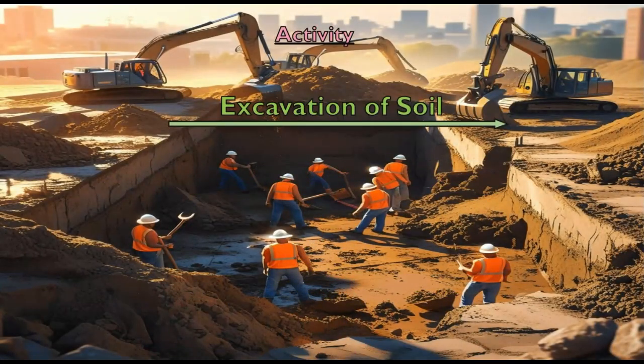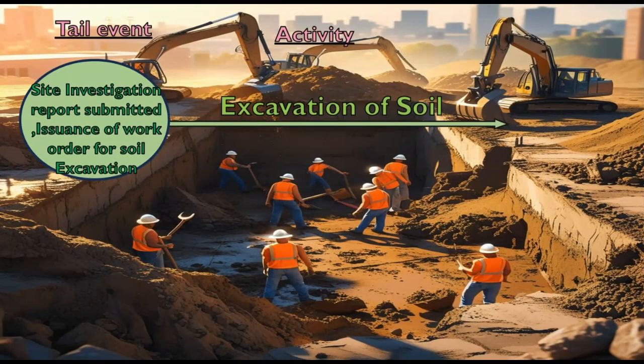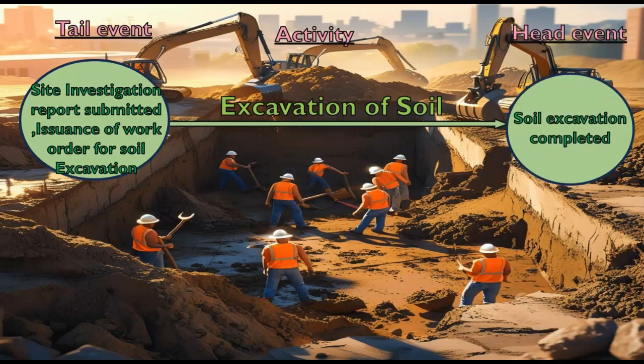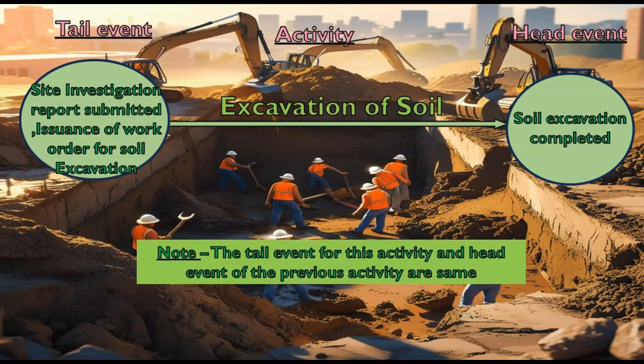The next activity is excavation of soil, and the tail event is the site investigation report submitted and issuance of work order for soil excavation. And the head event is soil excavation completed. We can note that the tail event for this activity and head event of the previous activity are same. The previous activity was site investigation, and the head event of the previous activity was site investigation report submitted, which is the tail event for this activity.